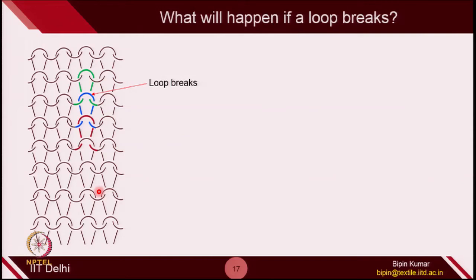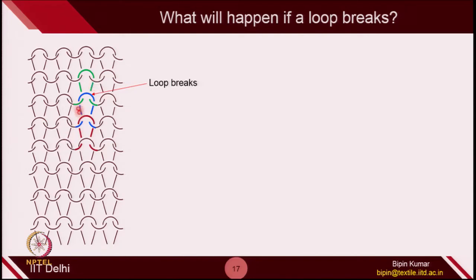Fundamentally, to make this structure stable or coherent, every single loop has its role. If any of the loops breaks, it is going to affect the behavior of loops in the surroundings. So, the moment the blue one breaks, it is going to affect the green loop and the red one, the below one, because the blue one is already intermeshed with the top loops and bottom loops.